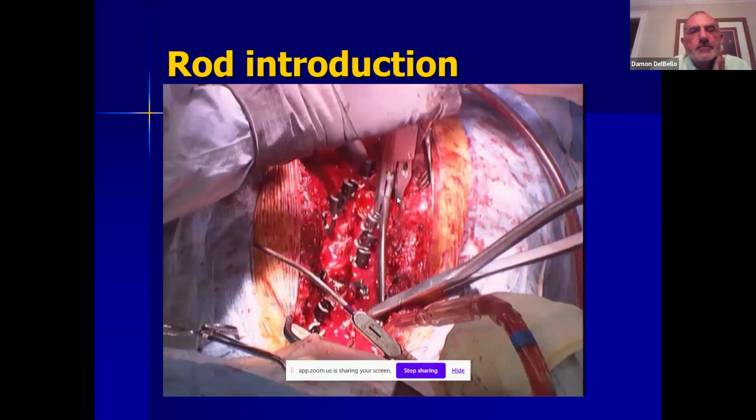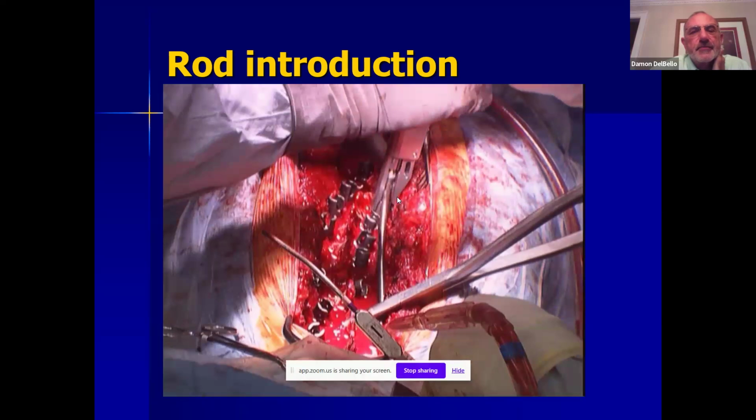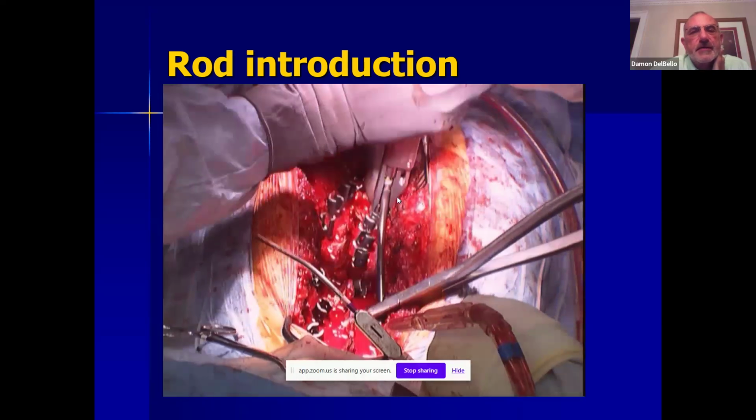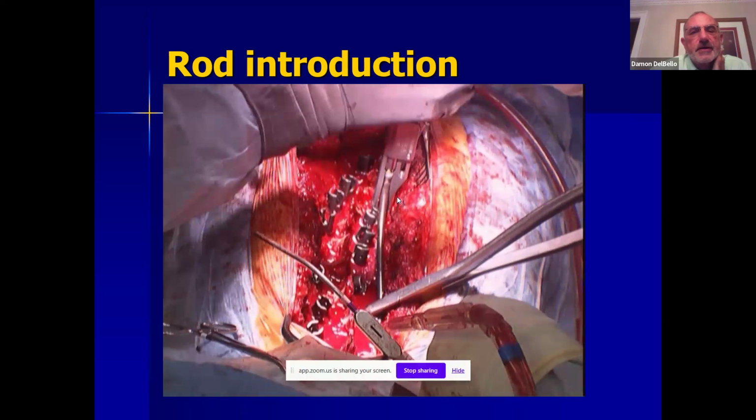So once again, we'll rotate the rod into the curve, provisionally attach each level, and then we're going to derotate the rod.